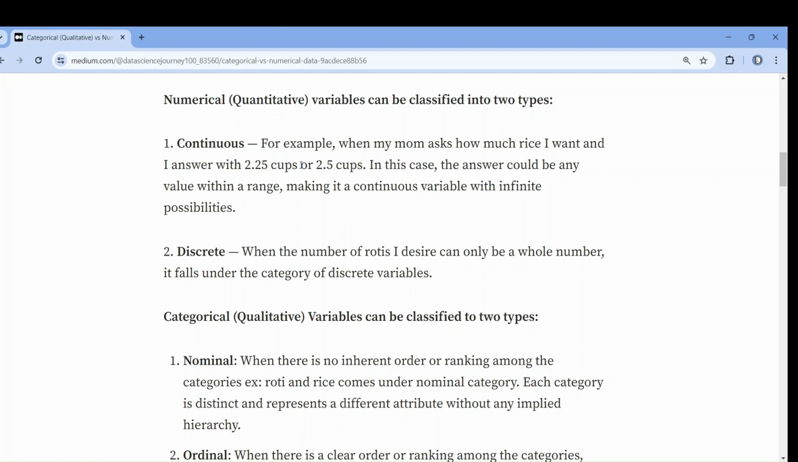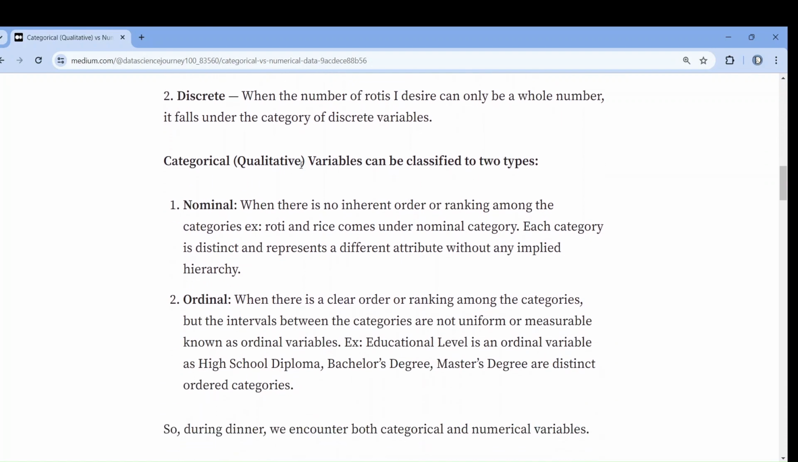So numerical variables can be divided into two parts. One is continuous, another one is discrete. And numerical variables are also known as quantitative variables. Categorical variables are known as qualitative. And categorical variable types are mainly two types. One is nominal, another one is ordinal.